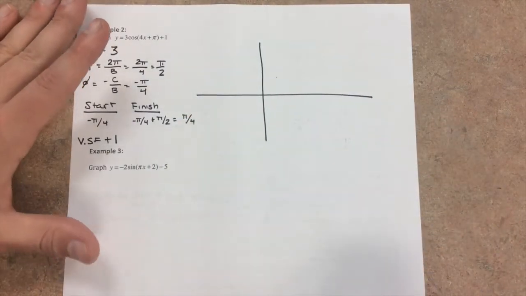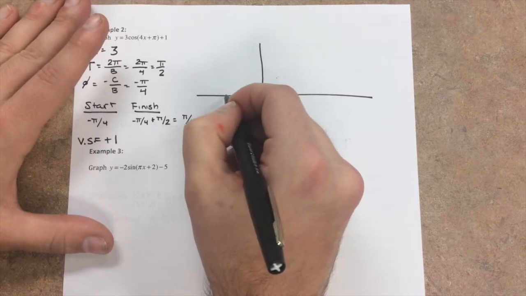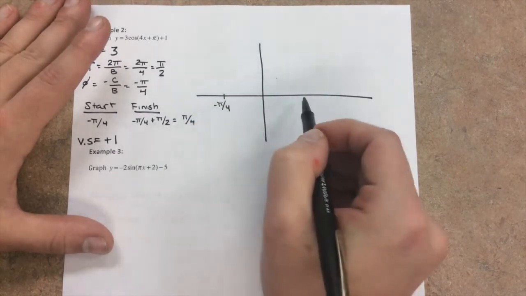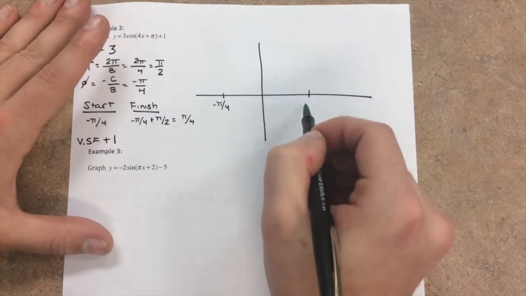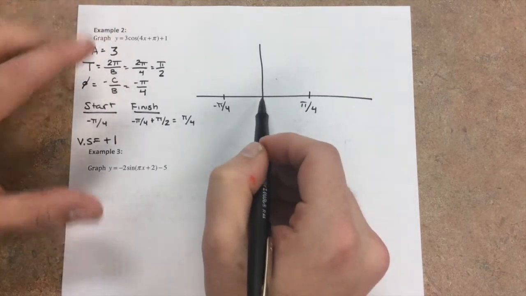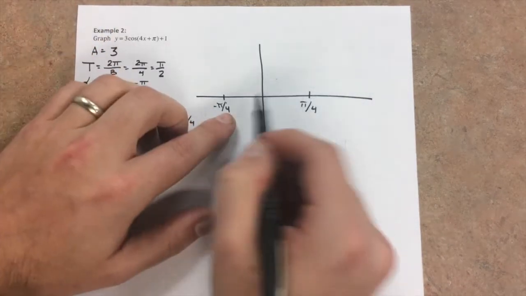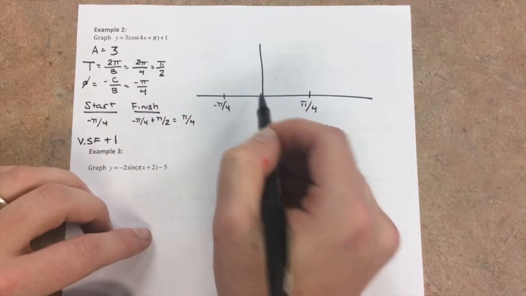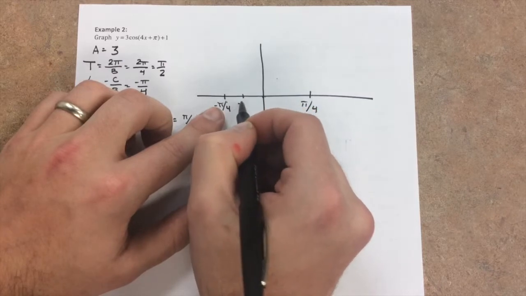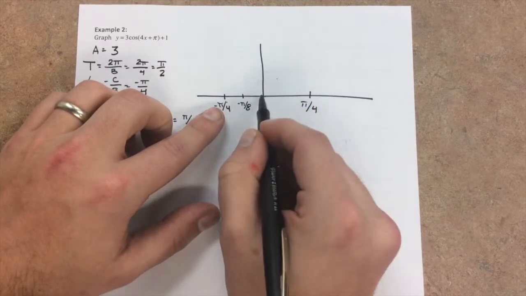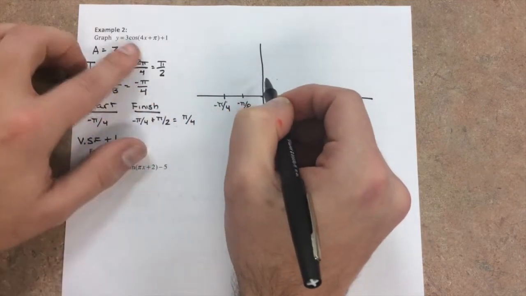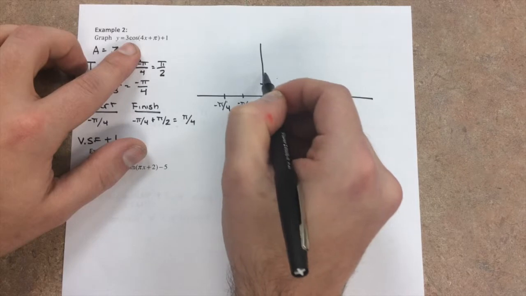So with our graph, we're going to go to our starting spot, negative pi over 4. We're going to go to our finish spot, positive pi over 4. We're going to cut this in half, or add these two together, which is 0, divide by 2, which is 0. Halfway between negative pi over 4 and 0, negative pi over 8. Halfway between 0 and pi over 4, pi over 8. And then our amplitude is 3, 2, 3.